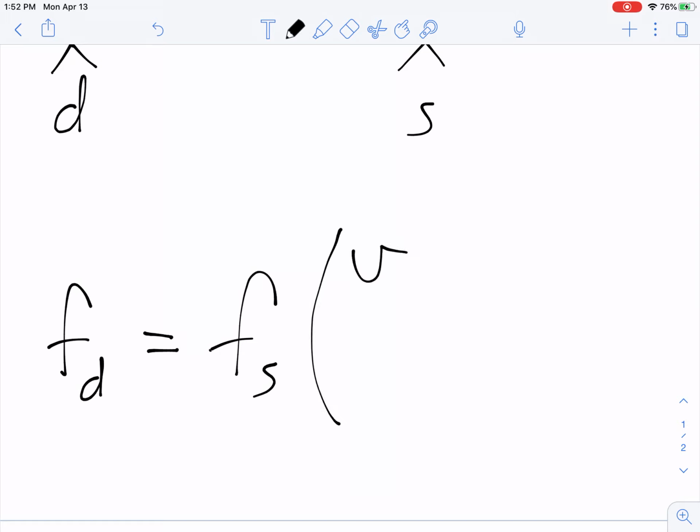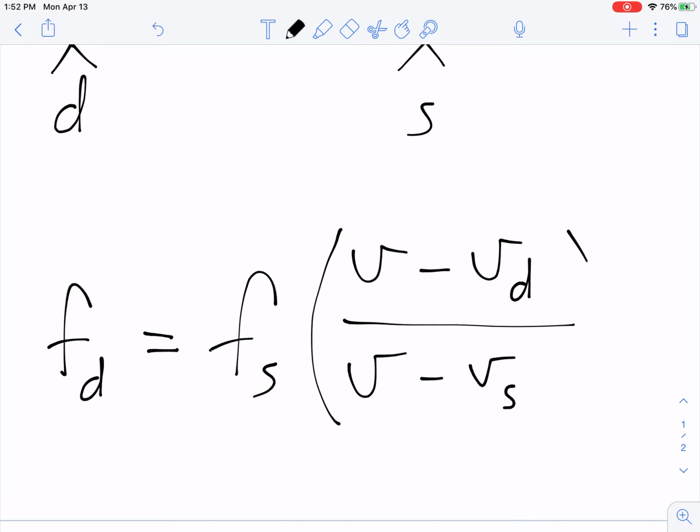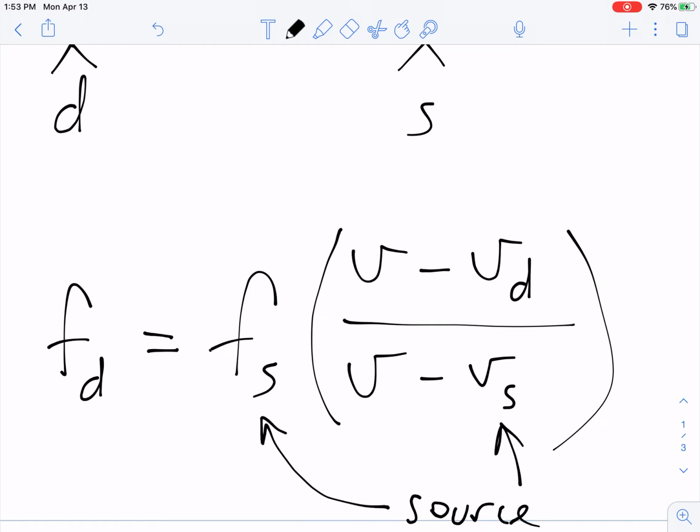So f_D equals f_S times the quantity v, that's the velocity of sound, minus the velocity of the detector, all over the velocity of sound minus the velocity of the source. Remember, that's the source, that's the source, that one is sound. Okay? Okay. Let's get this out of the way. All right, so there's our equation.